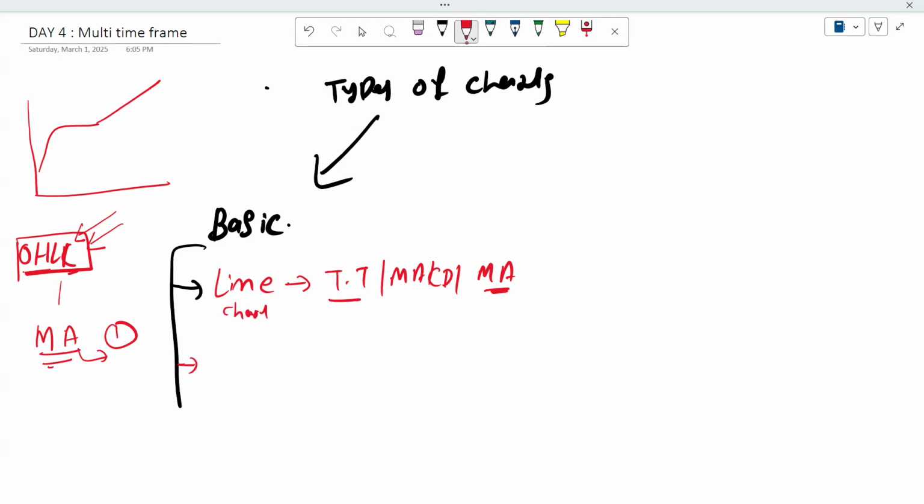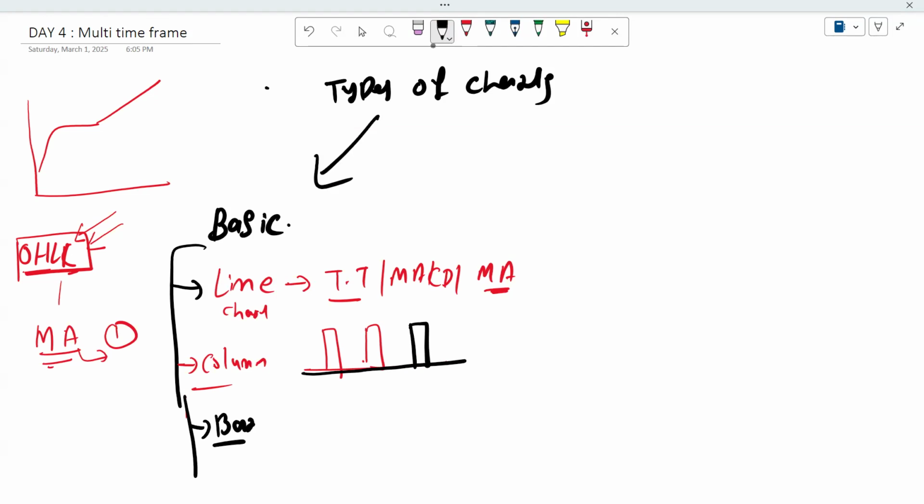And the second chart we saw is the column chart. Columns are like buildings, and I told you that column charts are used for the volumes. Okay, not for the price. And third is the bar chart. These bar charts are not famous nowadays. A bar chart looks like this: this is a thin body, and this is the high and low. But nowadays we don't use this bar chart.